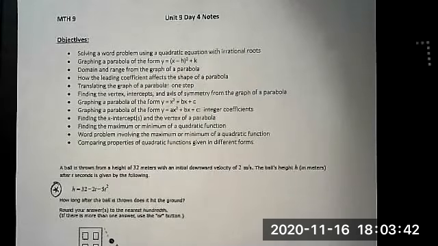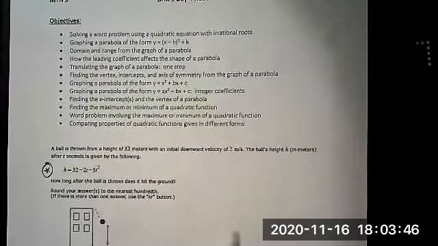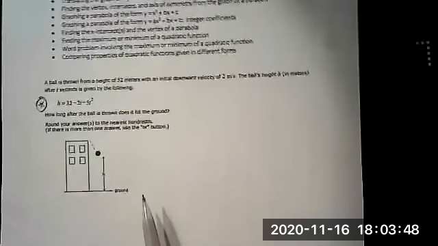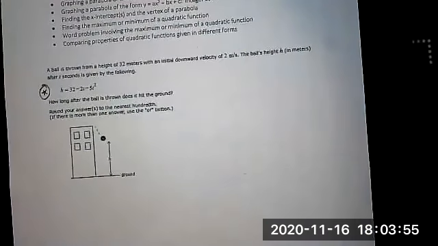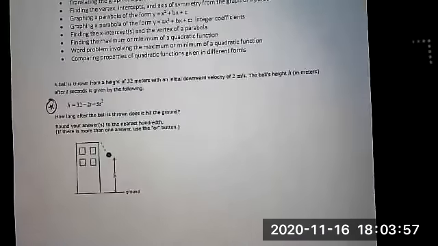Okay, so this is Unit 9, Day 4, Part 1 notes. These are your objectives for both parts. And let's start here. Hopefully you have this printed out so you can see it a little better. It's kind of blurry, but I'll read it to you.